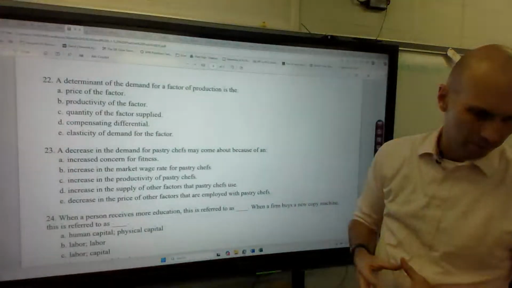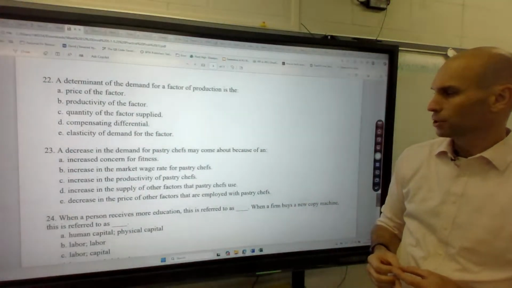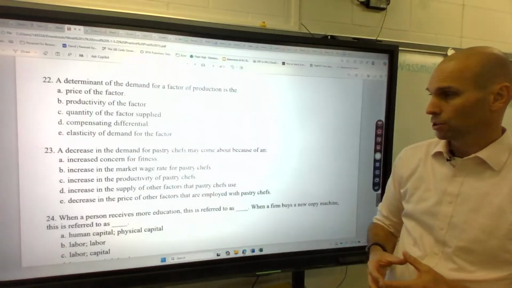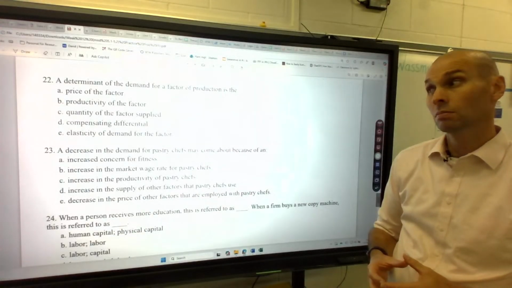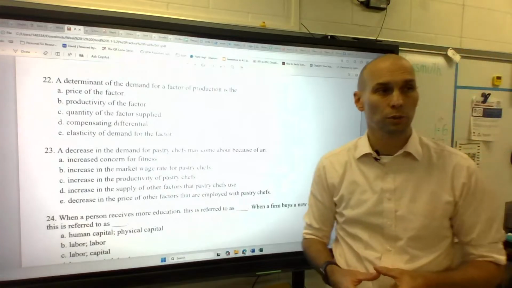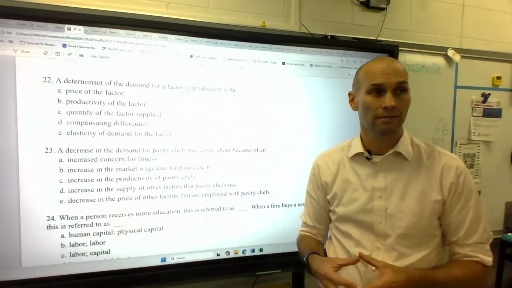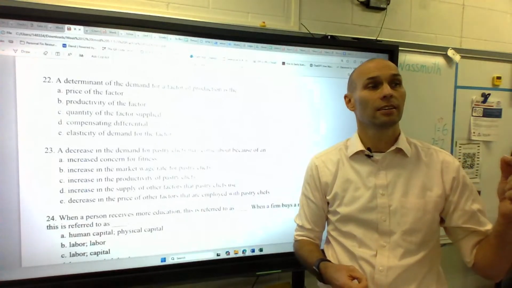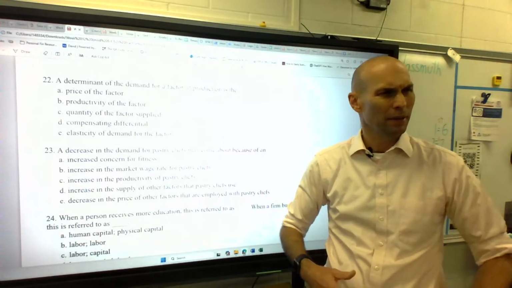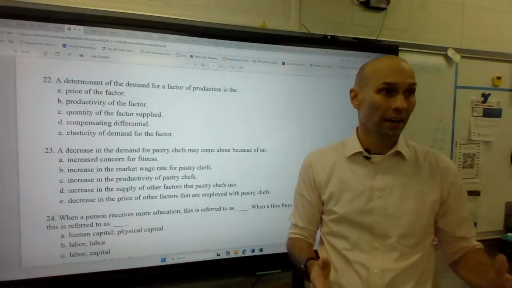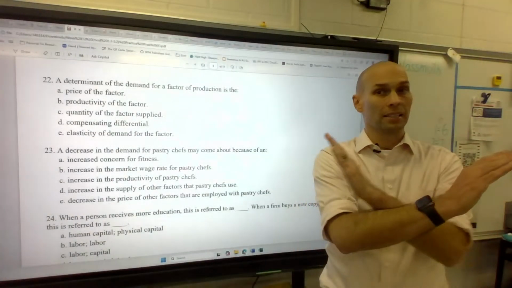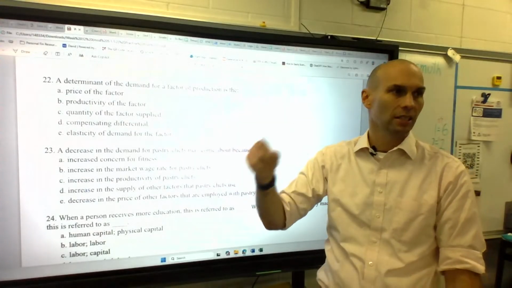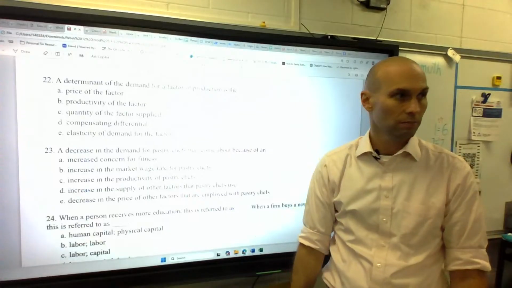Okay, 23. A decrease in the demand for pastry chefs may come about because of an increased concern for fitness. An increase in the concern for fitness would change which curve? In which market? Demand for the good. Yeah, no one's like, I'm into fitness, I hate pastry chefs. But if people want to be more fit, demand decreases, the price falls, and what determines the demand for a factor? The price of the good. Demand for the good. You guys got it?